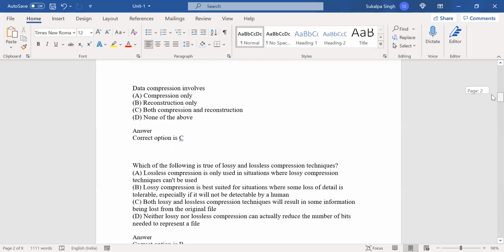Okay. Which of the following is true of lossy and lossless compression techniques? Lossless compression is only used in situations where lossy compression cannot be used? No. Lossy compression is best suited for situations where some loss of detail is tolerable, especially if it will not be detected by humans. Yes, it is. Okay, so you can find that yourself.